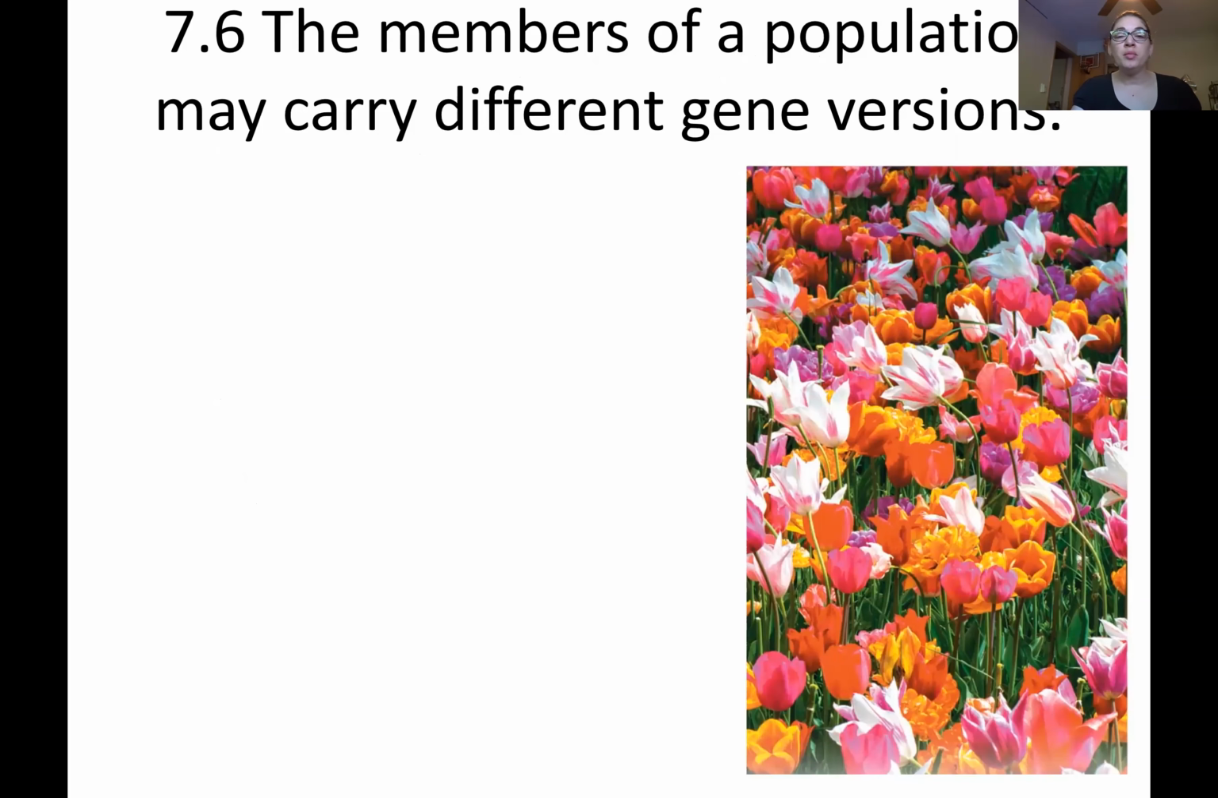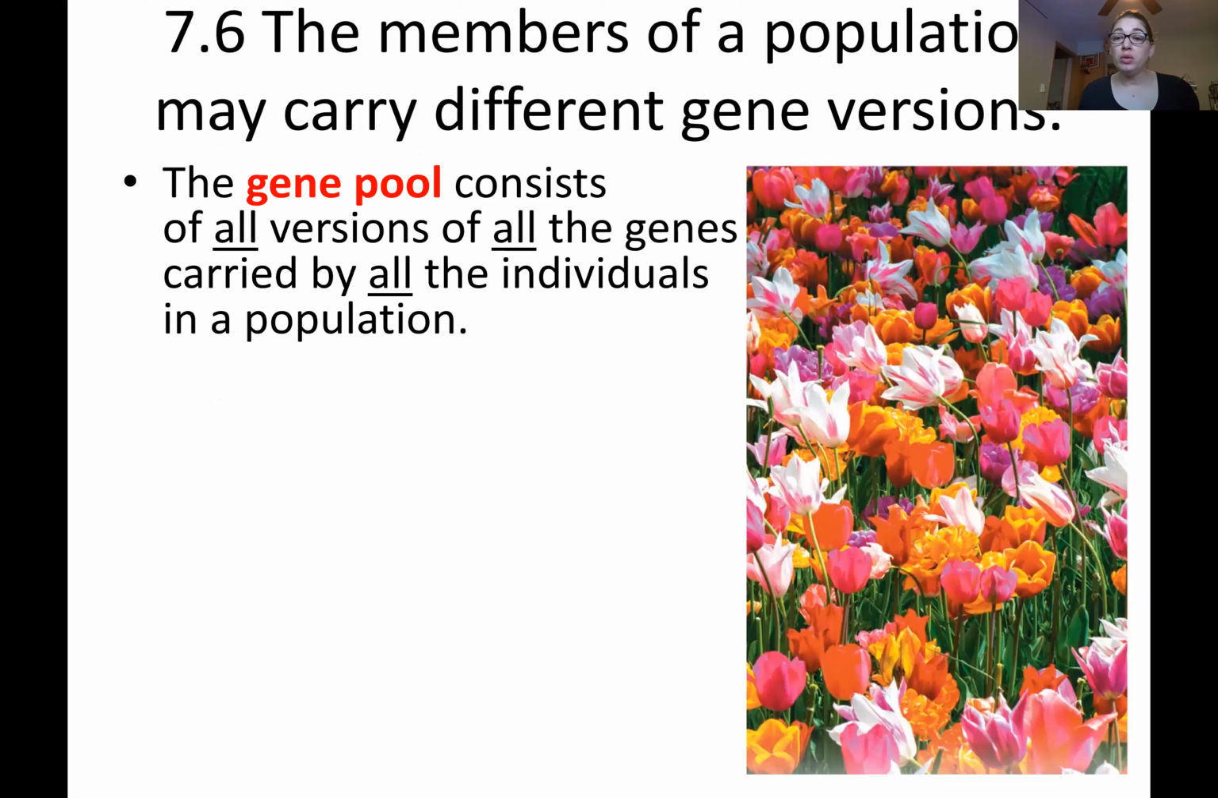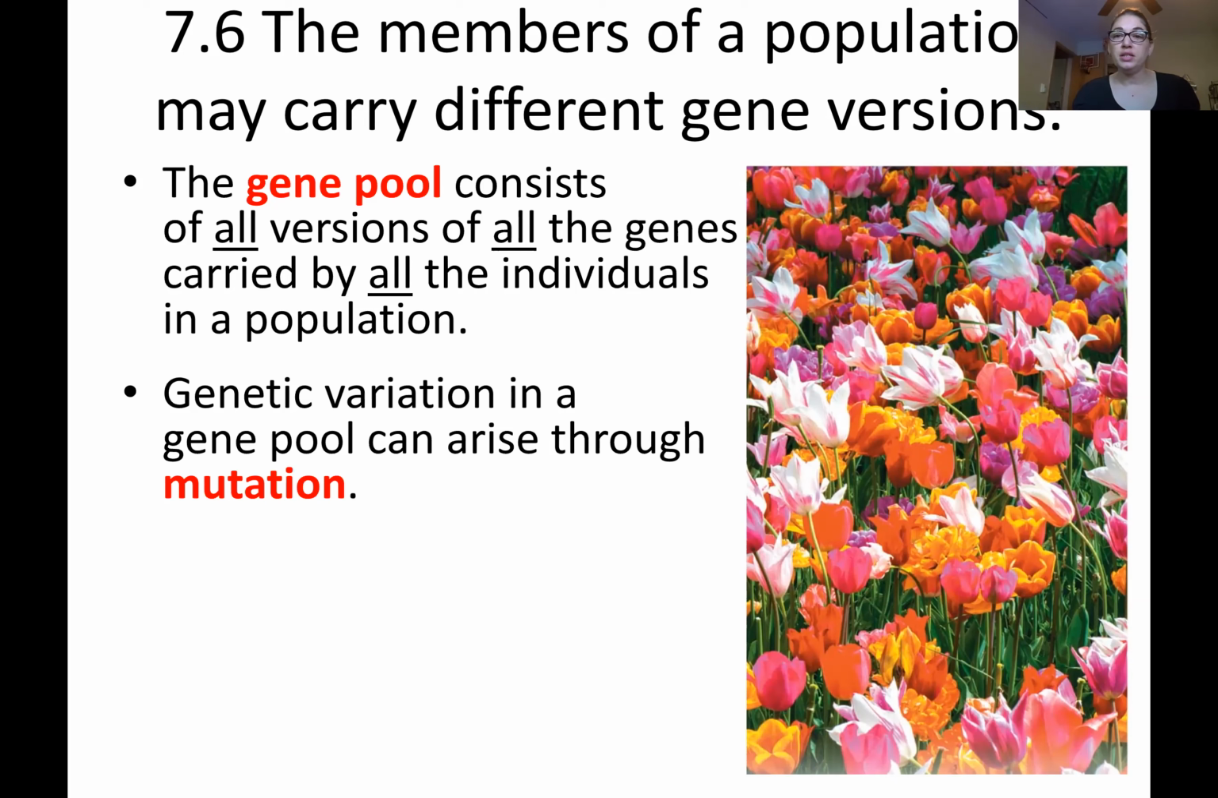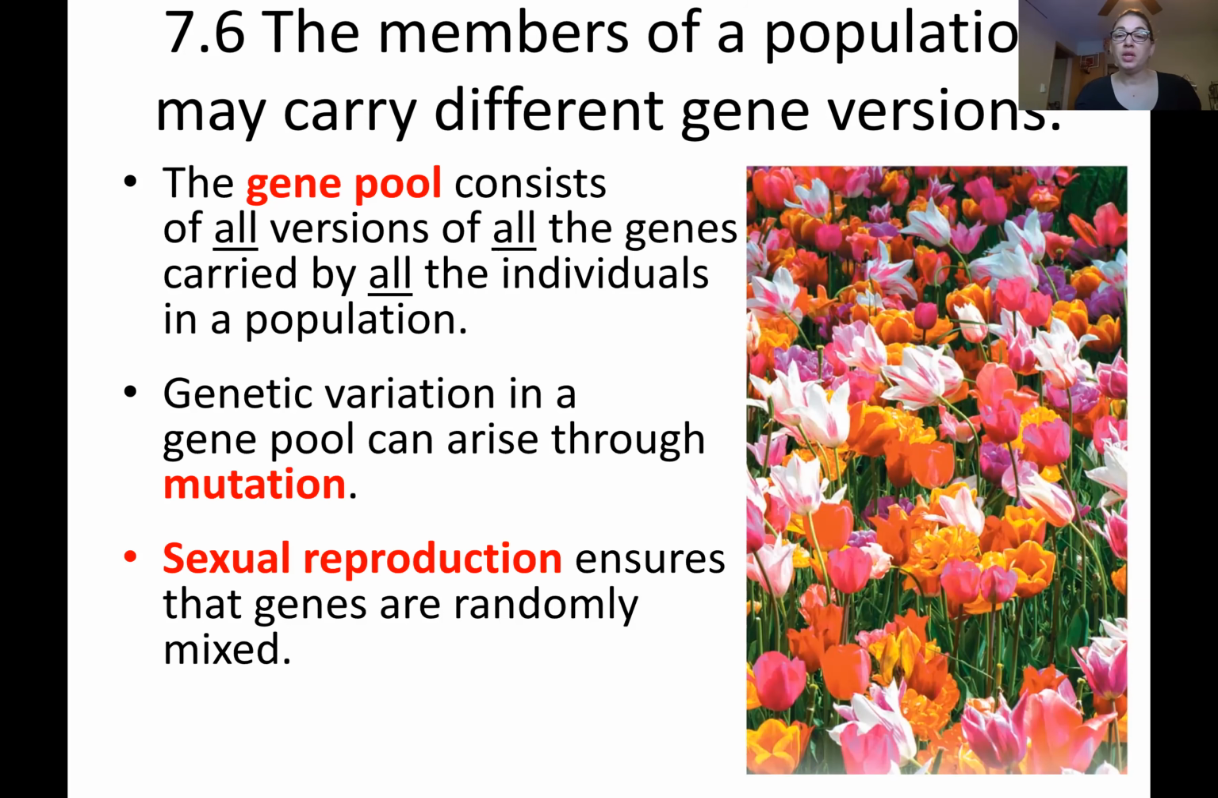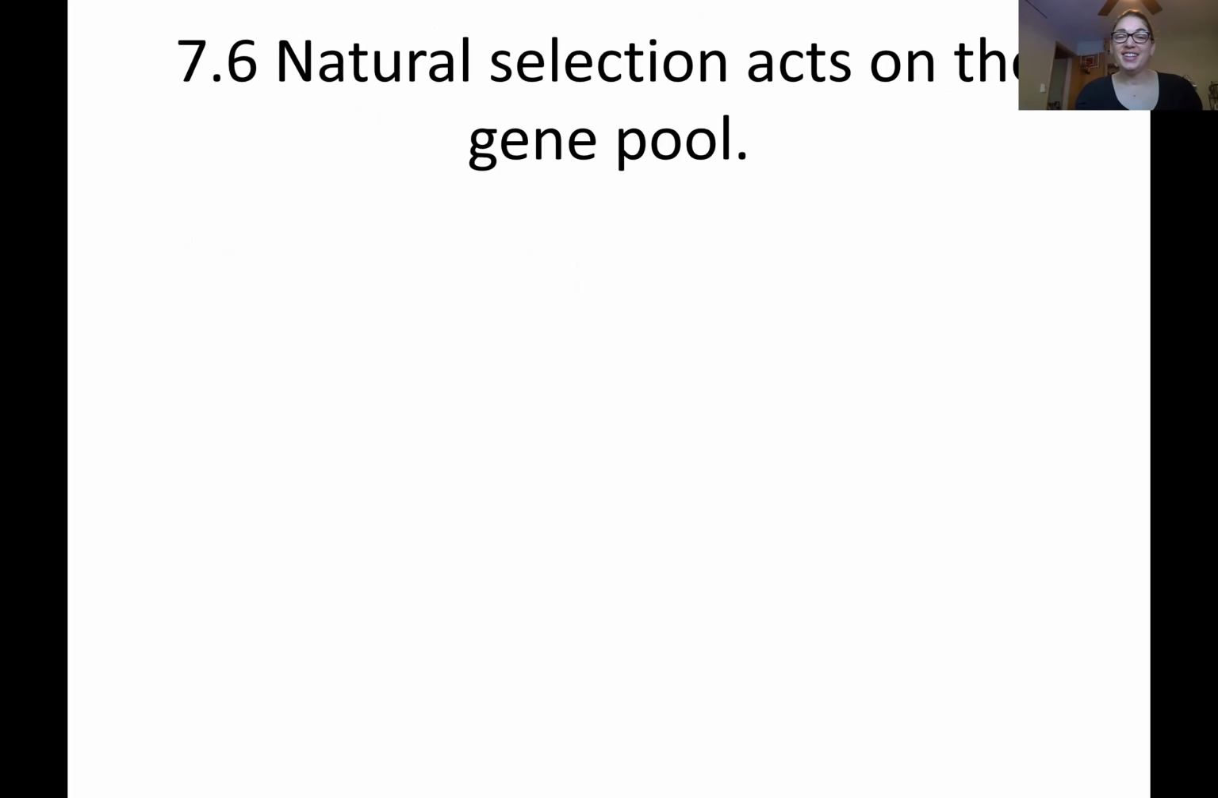Okay, so the members of a population can carry different gene versions. So this is what we would call a gene pool. The gene pool is made up of all the versions of all the genes carried by all of the individuals in a population. So it's all of the genes that are in a population is the gene pool. Genetic variation arises when there is a mutation in the gene pool, and that leads to more variation. Sexual reproduction ensures that genes are randomly mixed. We've talked about that before, if you remember. Natural selection acts on the gene pool.